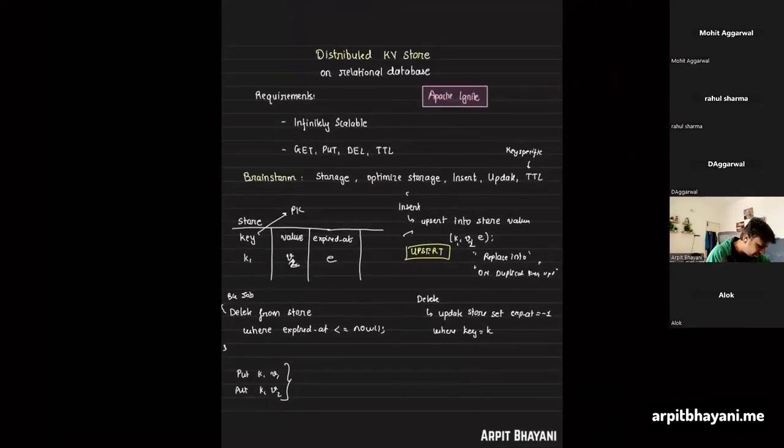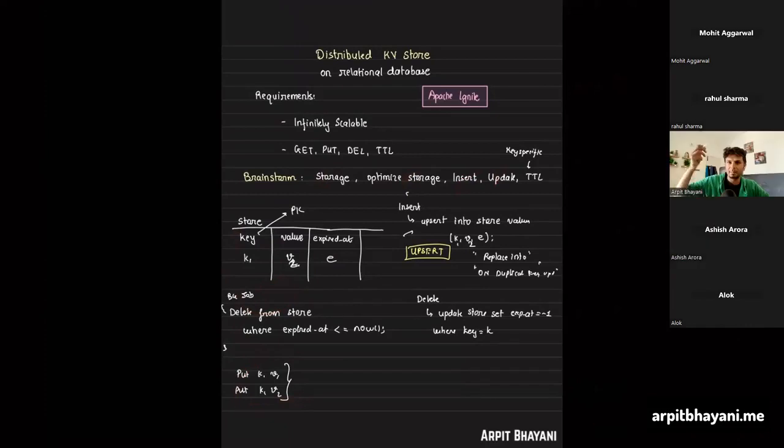Now what else is remaining? Nothing. Storage, optimization, storage, insert. Update is straightforward. You just go and directly update. So put and this are the same. TTL we talked about. Oh, TTL. Alright, TTL is remaining now.